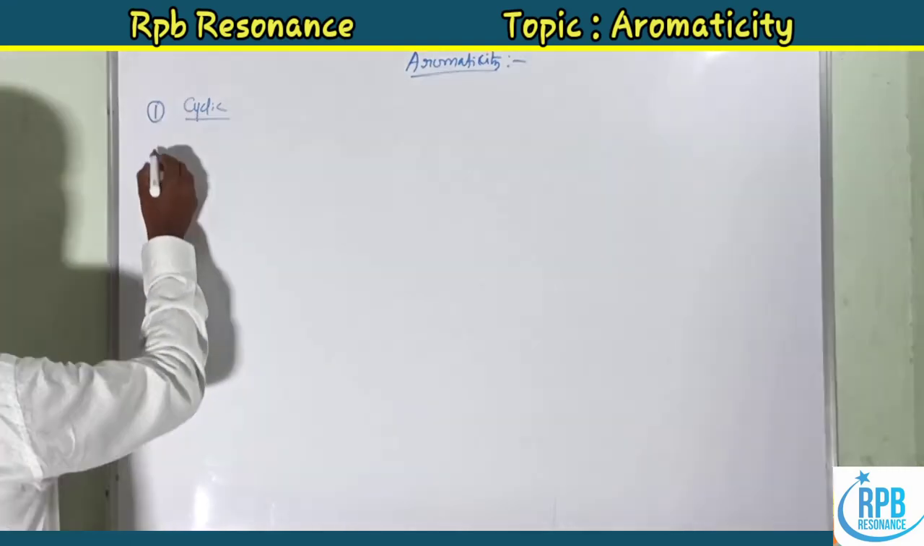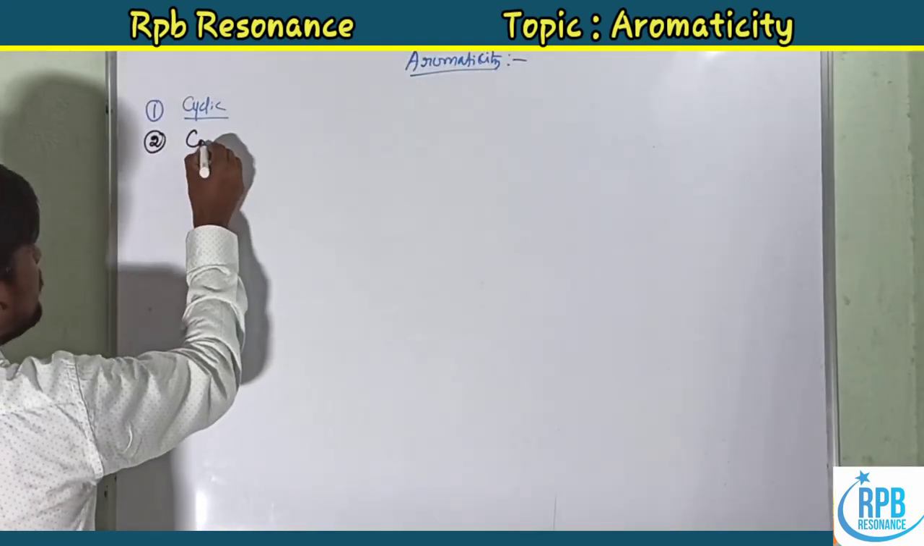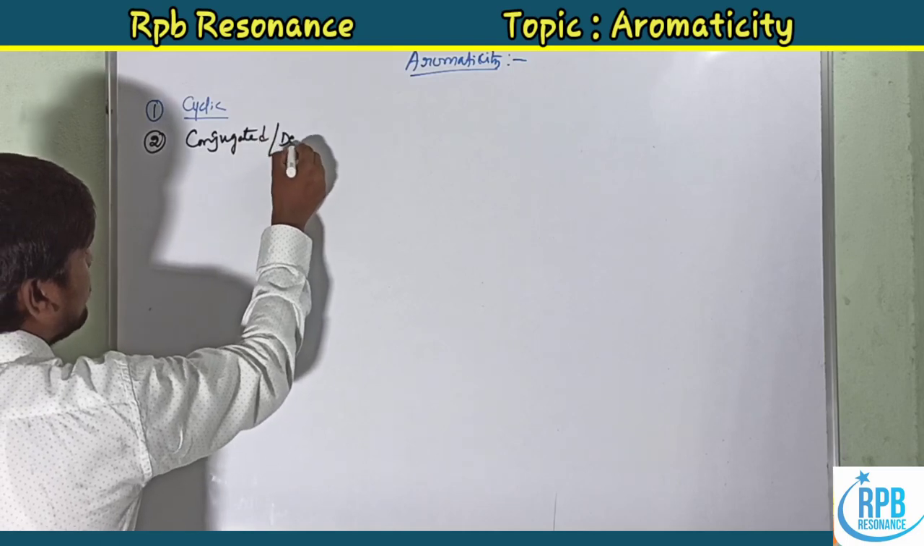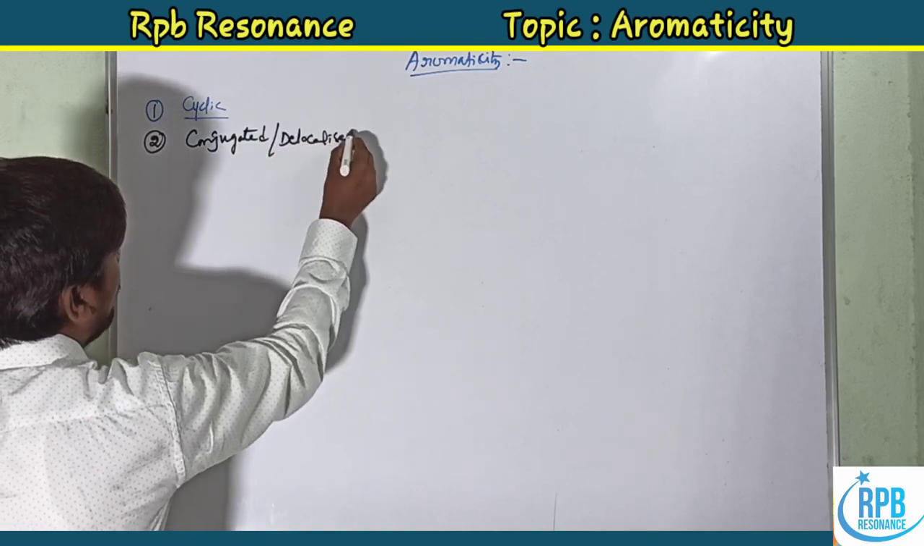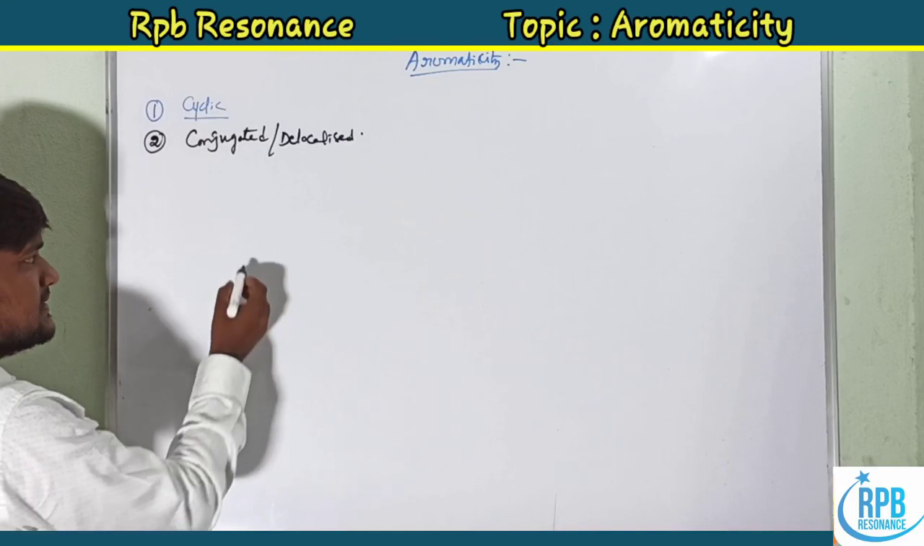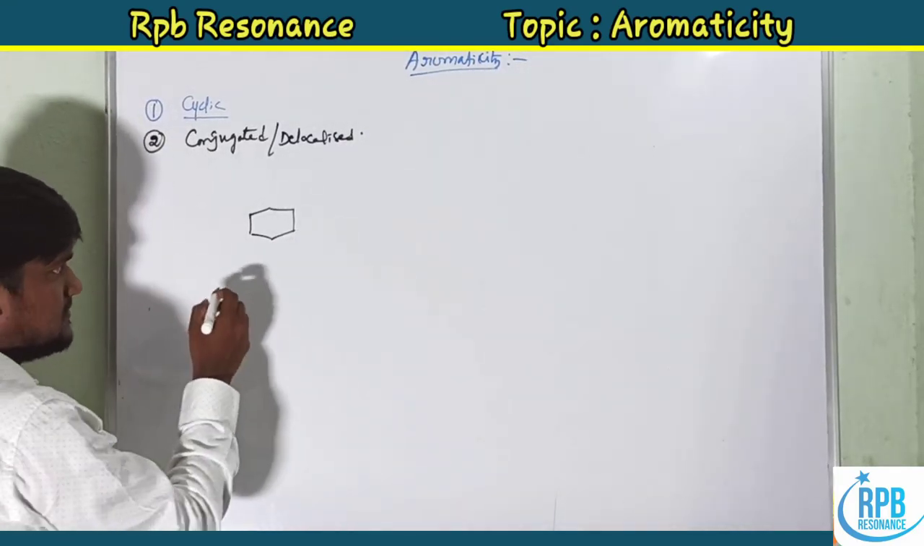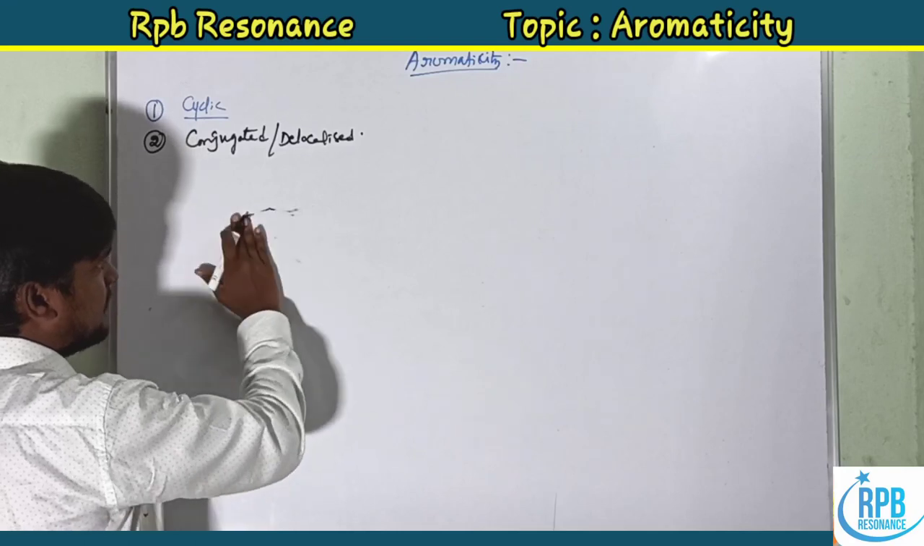Now, the second criterion is that it is conjugated, which is nothing but delocalized. Okay, delocalized. Now here, it is the benzene system. Okay, let us assume here it is the benzene system. So it can be written like this.